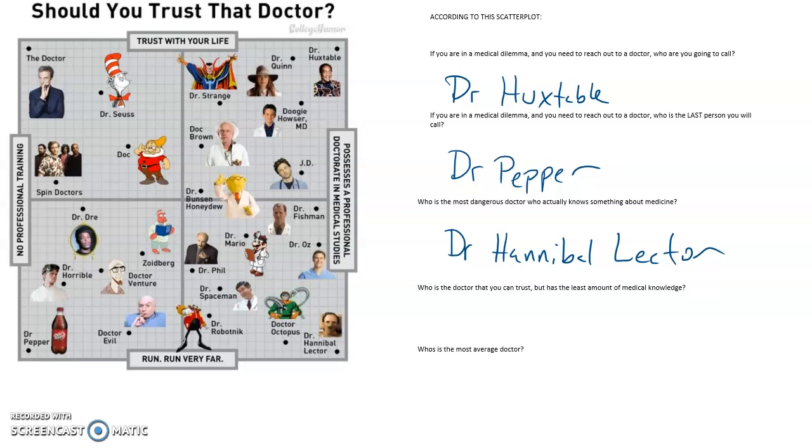All right, I had to amend this question a bit, so I hit pause. Sorry if it sounds or looks a little different. Who is the doctor that you can trust but has the least amount of medical knowledge? Somebody we can trust would be somebody up here. Least amount of medical knowledge is going to be somebody over here. So Dr. Seuss was okay. He doesn't have a lot of professional knowledge, but we could probably trust him. But the doctor is who we would pick for that one.